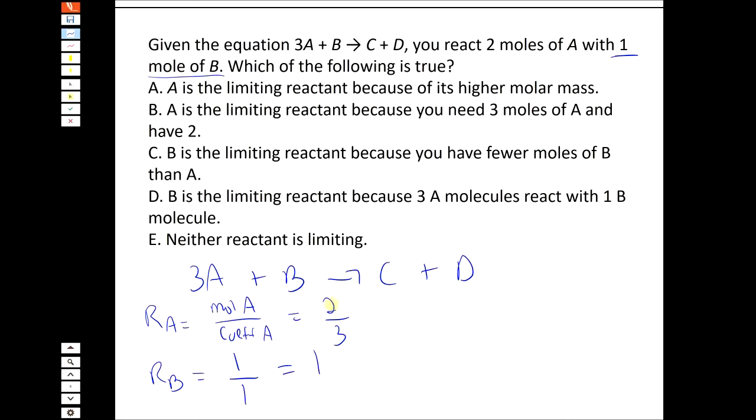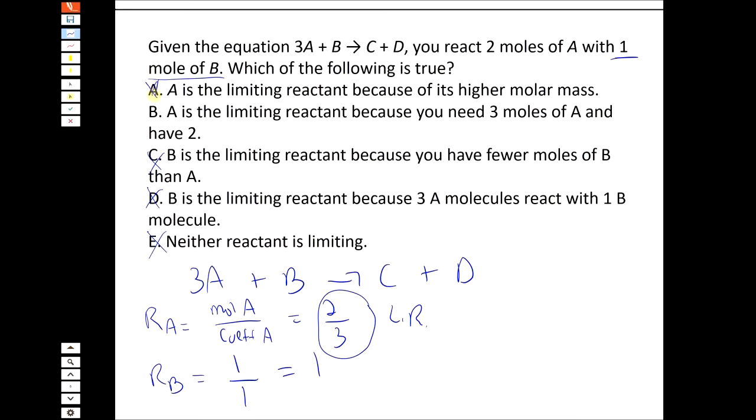So comparing those two numbers, 2 over 3 and 1, the smaller of those two indicates the limiting reactant. So 2 over 3 is smaller than 1, so that means A is our limiting reactant. So whatever answer choice we pick needs to identify A as the limiting reactant, so we can get rid of C, D, and E, which say that either B is limiting reactant or neither is limiting. But then for A and B, we have to figure out why it is. So A is limiting reactant because of its higher molar mass. Well, we didn't tell you anything about the molar mass in this problem, and moreover, that doesn't directly factor into how we determine the limiting reactant. So that one's going to be false as well.